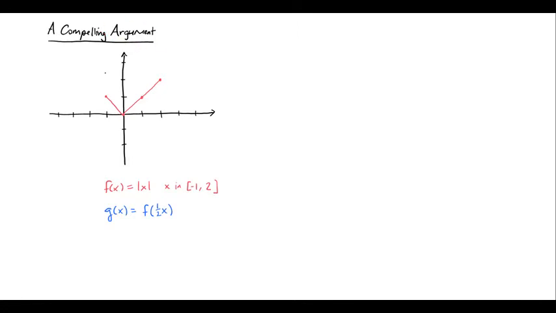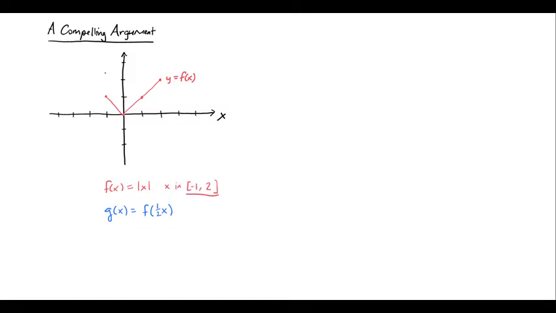So again, I've put up the graph of the same function we used in a previous video, the shift and stretch video. This was the graph of y equals f of x, where f of x is the absolute value of x defined only on the interval from -1 to 2. And what we're going to do in this video is graph the function g of x, which is defined to be f of 1/2 of x.